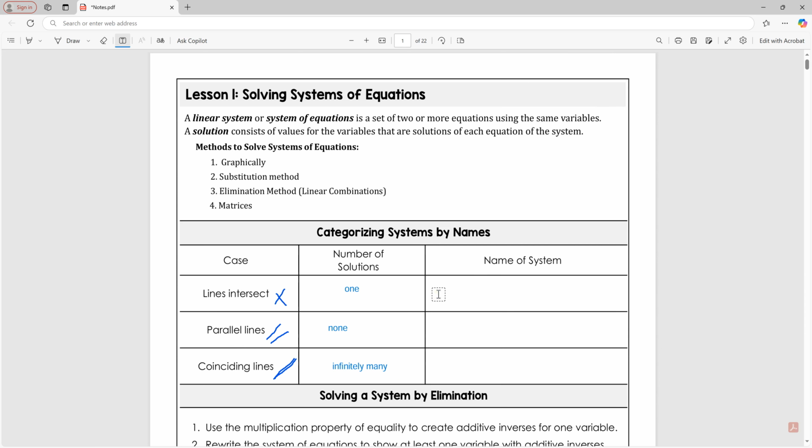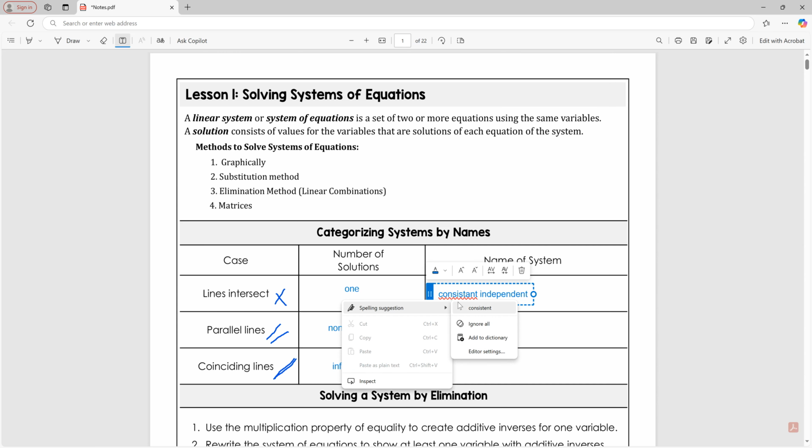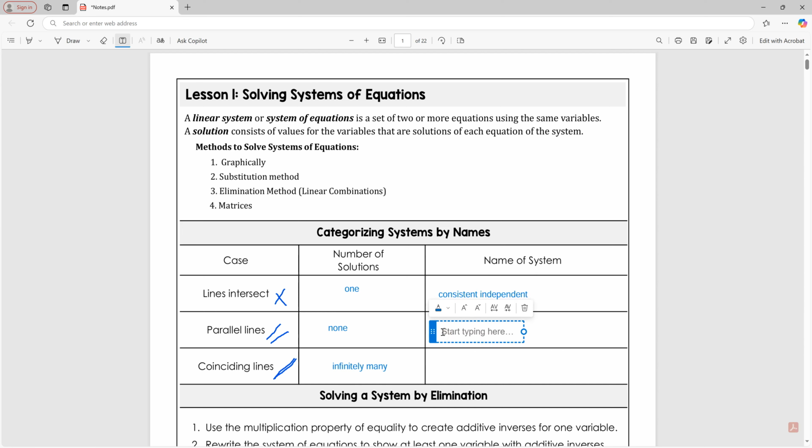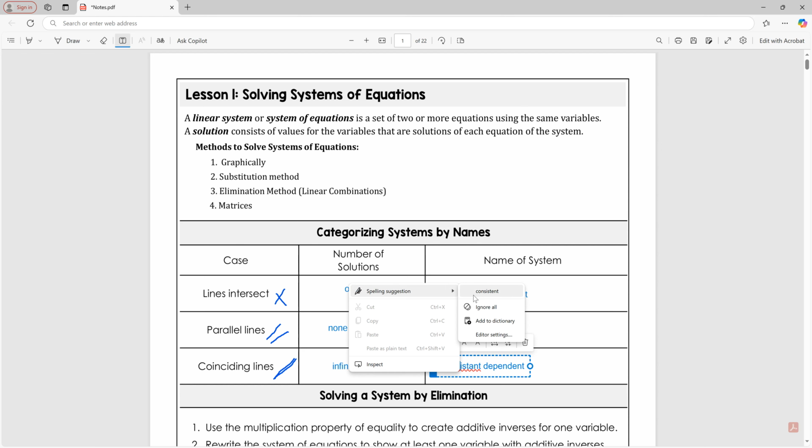This solution set where there was only one solution, where the lines intersected, we call that consistent independent. Where there were no solutions, where the lines were parallel, we call this inconsistent. And last but not least, where we have two lines that are literally right on top of each other, we call this consistent dependent.